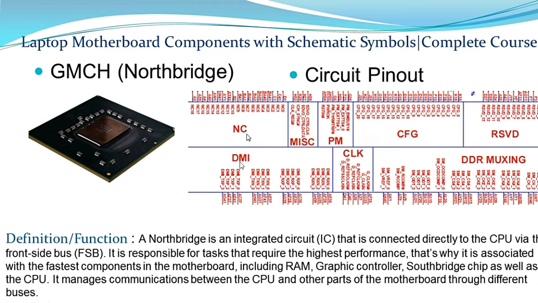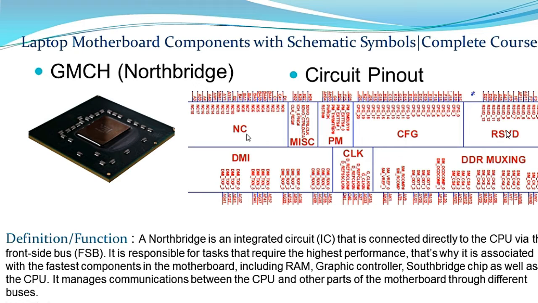As you can see, this is a bus, the direct media interface. DMI means direct media interface. So basically this bus connects the north bridge and the ICH. We have here clock or timing. We have here DDR muxing, which also controls the signals between the RAMs and the north bridge.